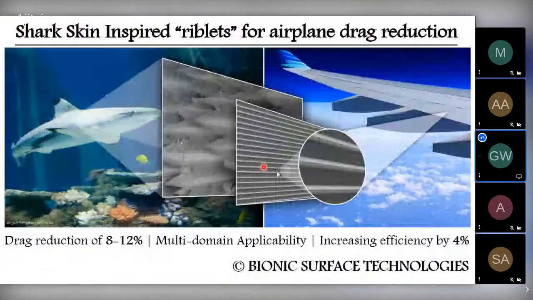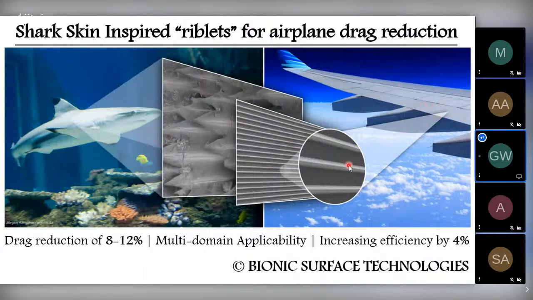Now getting into the core portion of biomimetic technologies. Here I'm going to present five different technologies for five different subdomains, starting with shark skin inspired riblets for airplane drag reduction. Now, talking about airplane drag reduction.